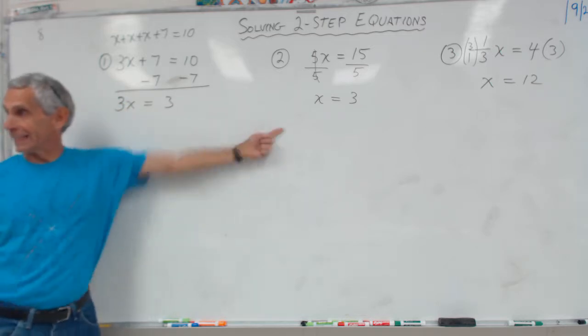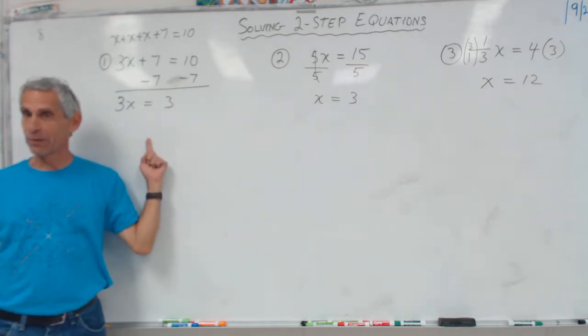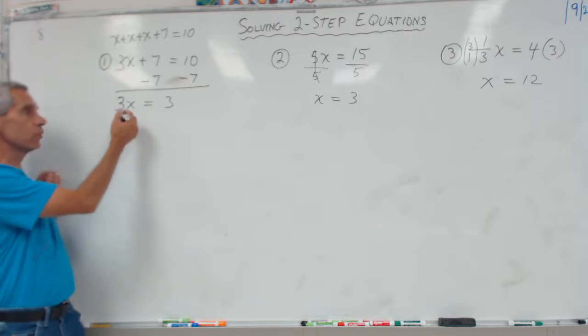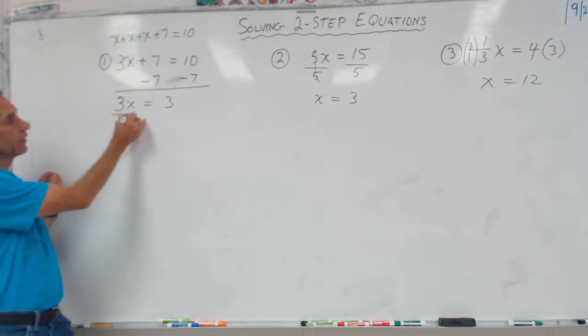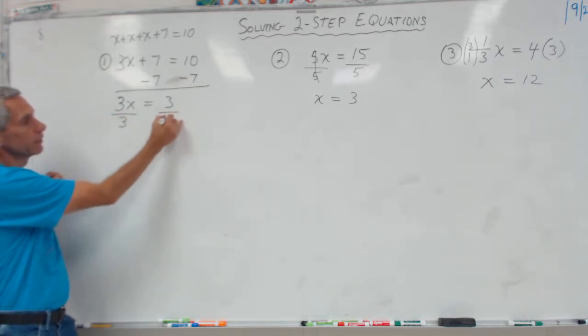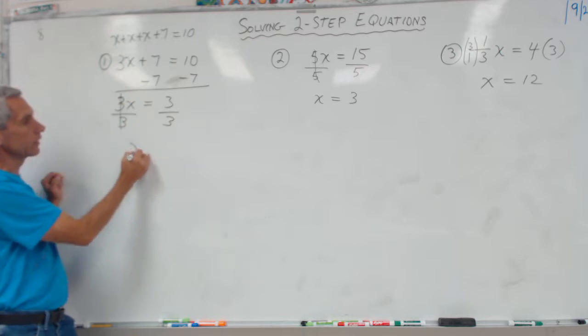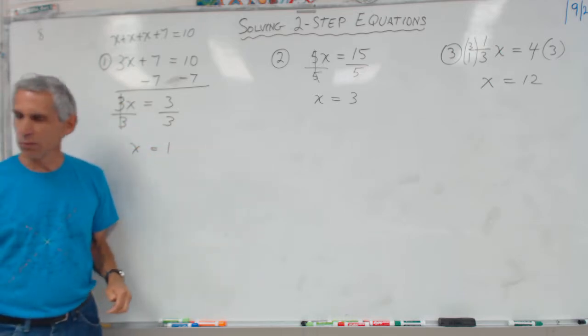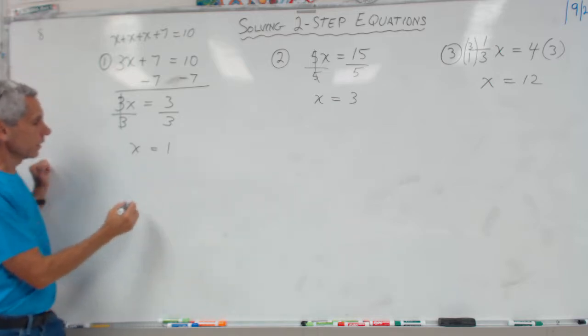Oh my gosh! That's another one-step, the same kind as number 2. So what do you do? Divide by 3. And suddenly you've got x is equal to 1. Wow.